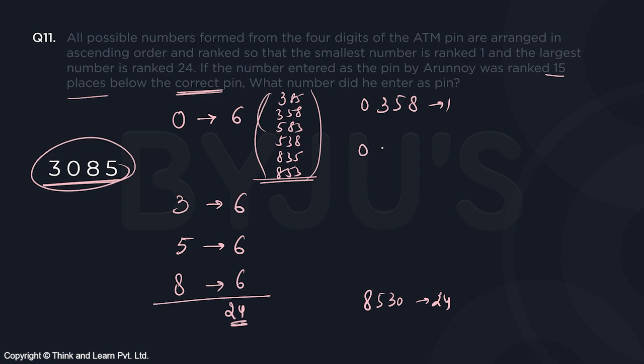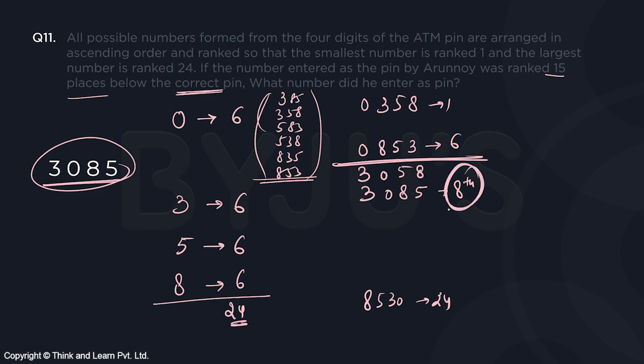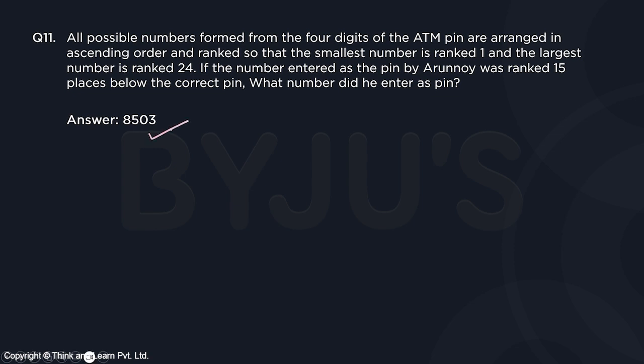0358 up to 0853, I have a total of 6 pins. There are 6 pins starting with 0. The 7th pin is 3058 and the 8th pin is 3085. This will be the 8th pin. I am looking for a number which is 15 ranks below 8. 15 ranks below 8 is 23rd, and that 23rd pin would be the number just below 8530, that is 8503. So 8503 would be the right answer for question number 11.